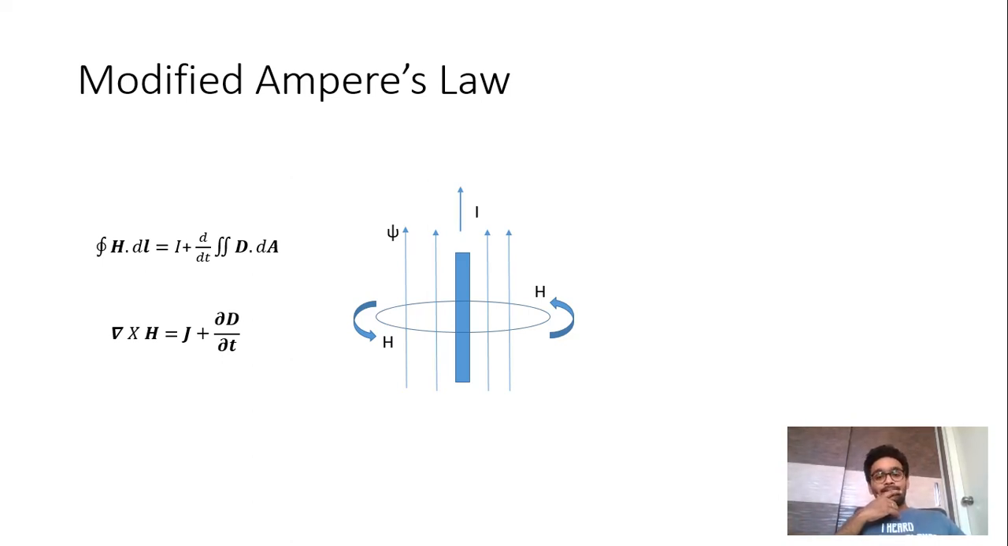But even though you don't have a conductor, you can still have a change in electric flux according to the modified Ampere's law. This was the great, astonishing amendment, I can say, that had been made to Ampere's law by Maxwell. So now you have all four Maxwell equations.